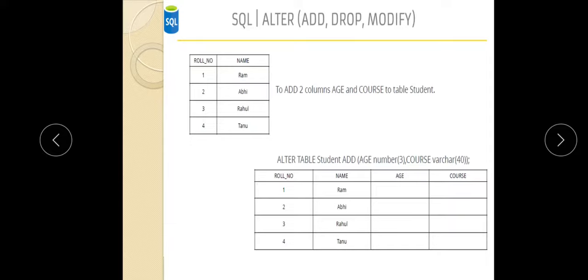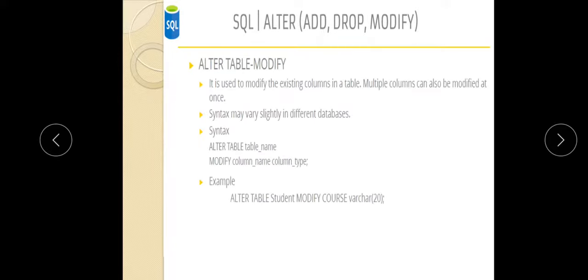In that case, what can we do? We can just use the command modify in the alter table. Alter table modify is used to modify an existing column in a table. Multiple columns can also be modified. We are actually modifying an existing column.